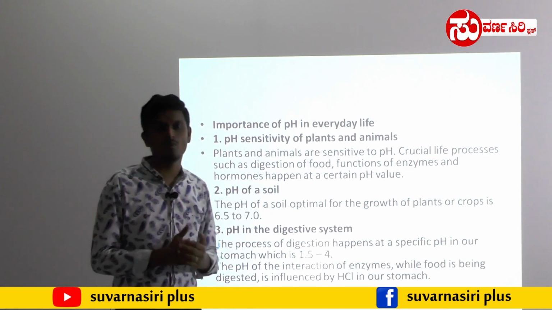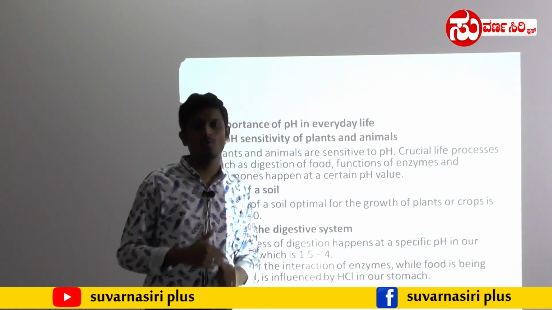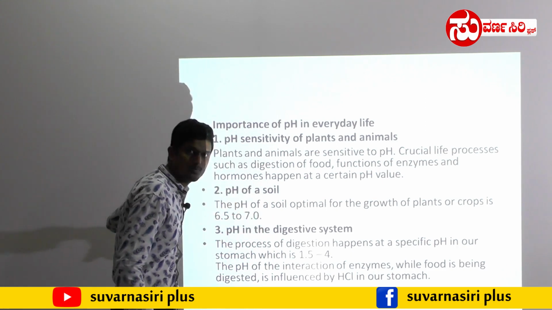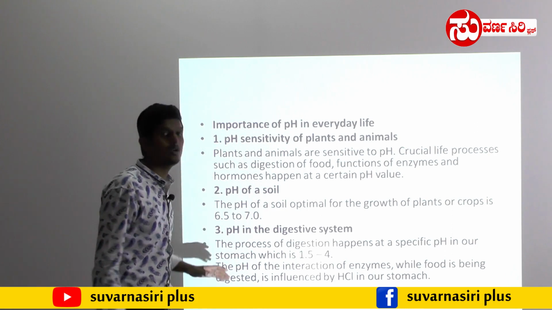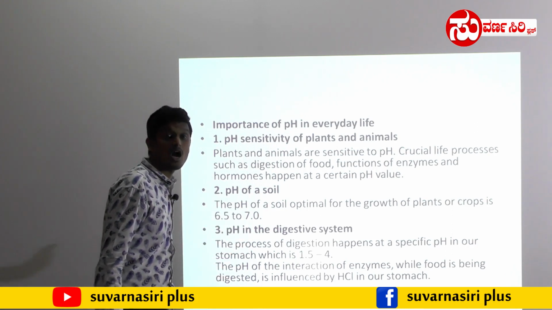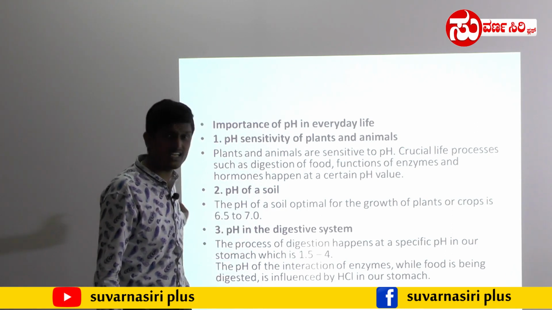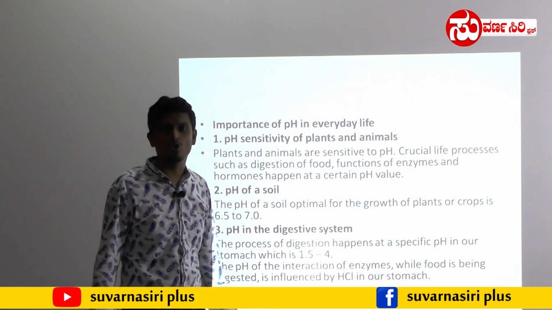If acid rain occurs and the pH becomes less than 6.5, or 6, or 5.6, then the pH of the soil will go towards acidic nature, and then the plants can't grow well.